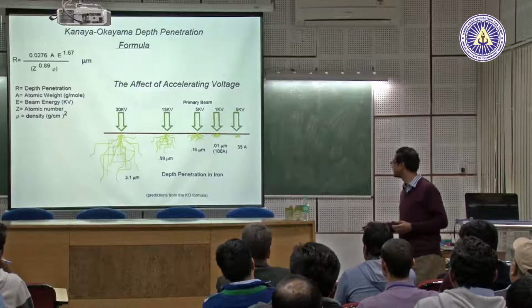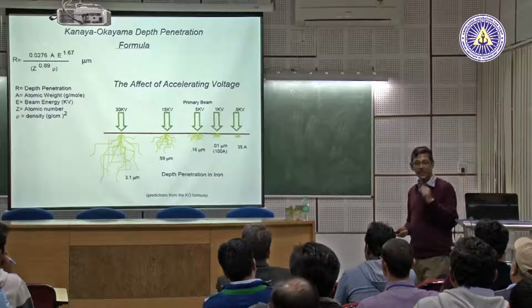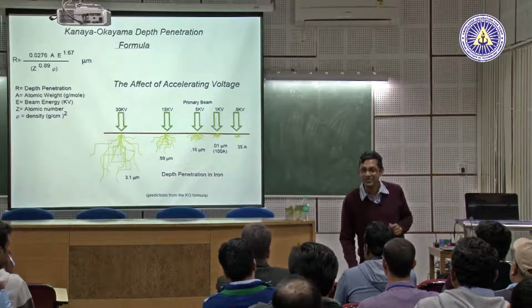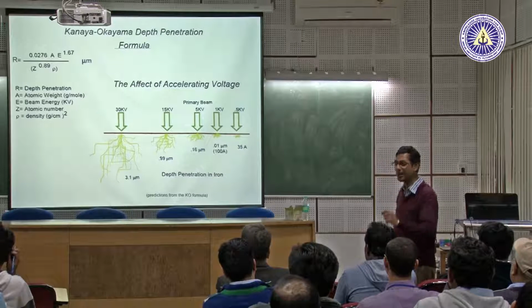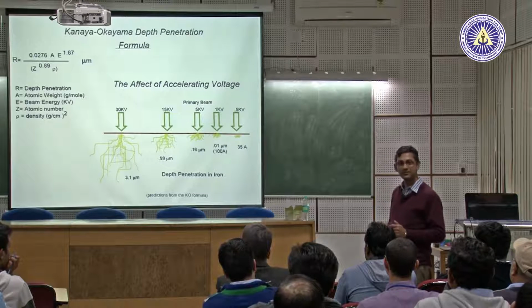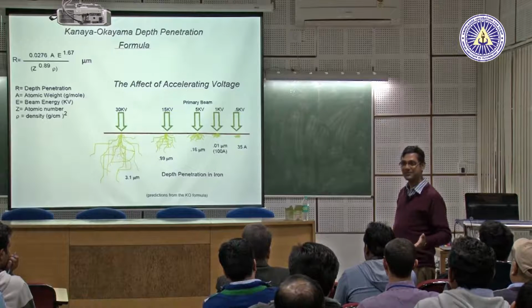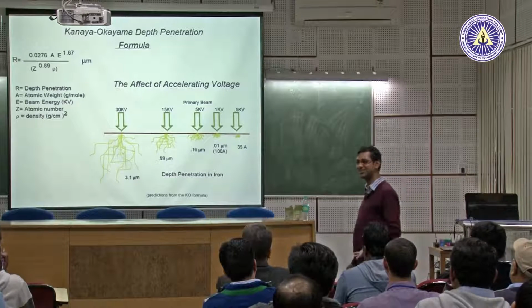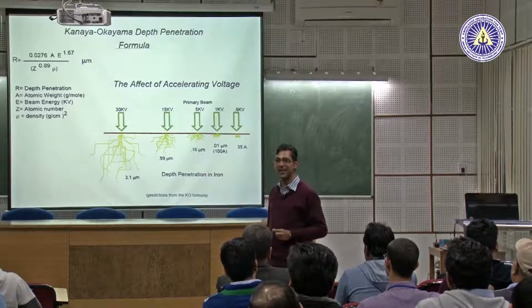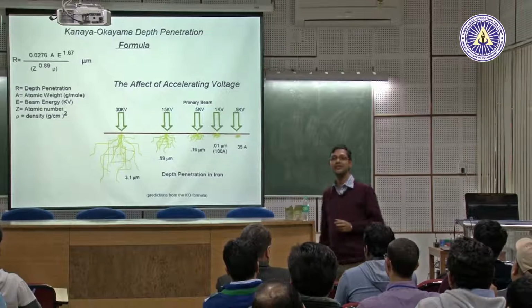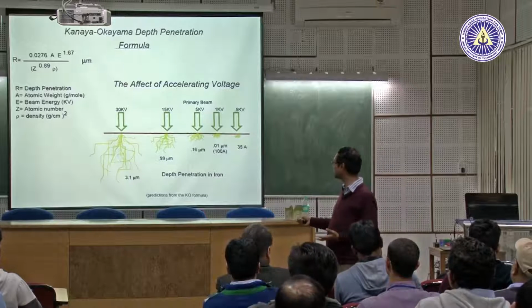60. Only 60. 1 micron is 10,000 angstrom. 3.1 microns is 31,000 angstrom. Divided by 35? About 1000 times. So you got a message. If I want a thin film to be analyzed, I should use a lower voltage. If I want a bulk sample to be analyzed, I should use a larger voltage.